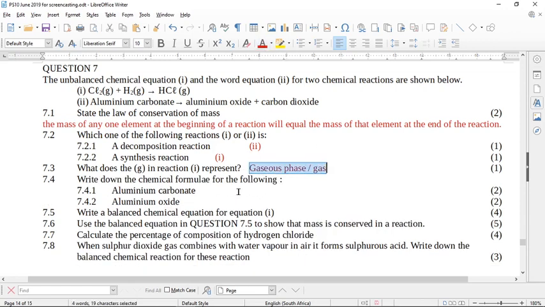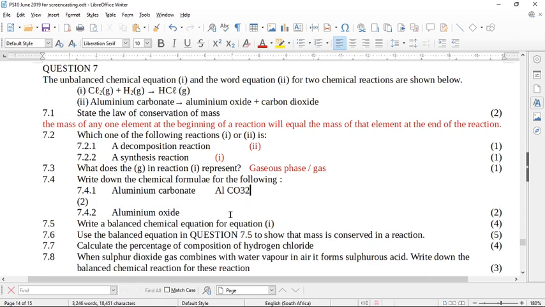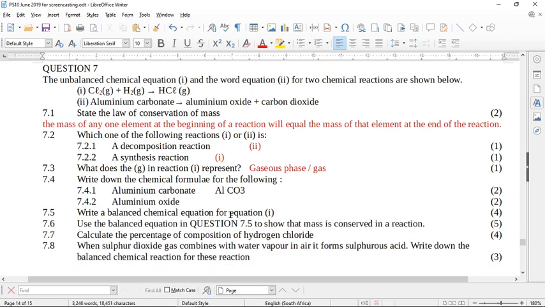Now it says to you, write down the chemical formula for the following. Aluminium carbonate. So first of all, we must know that Al is aluminium. And then we must know that carbonate is CO3. And remember, it is CO3 2 minus. I'm not going to put the CO3 2 minus in my equation, but I want you to remember that the carbonate ion has got a 2 negative charge.